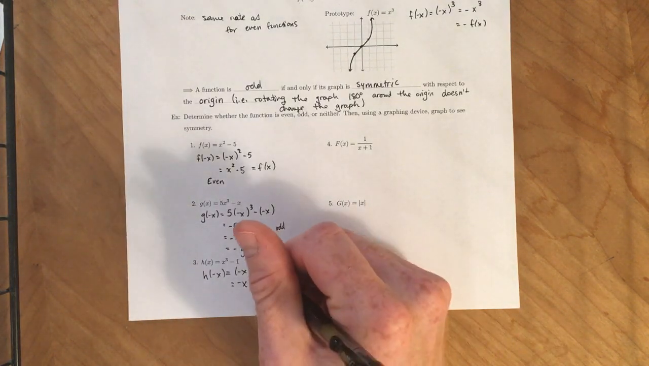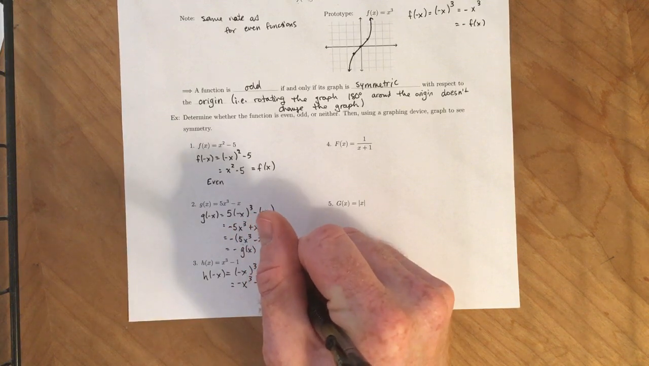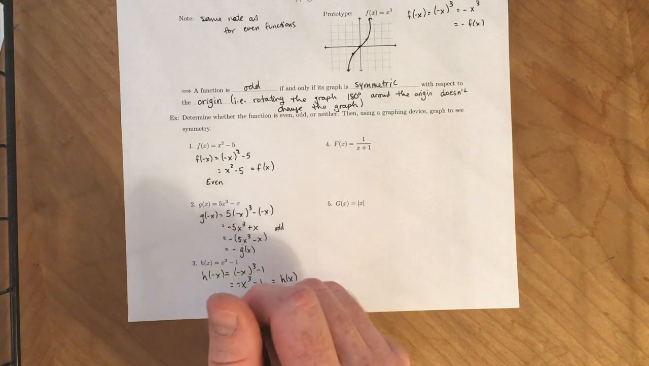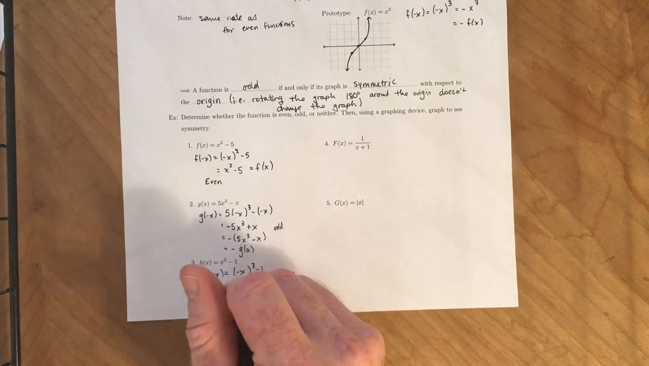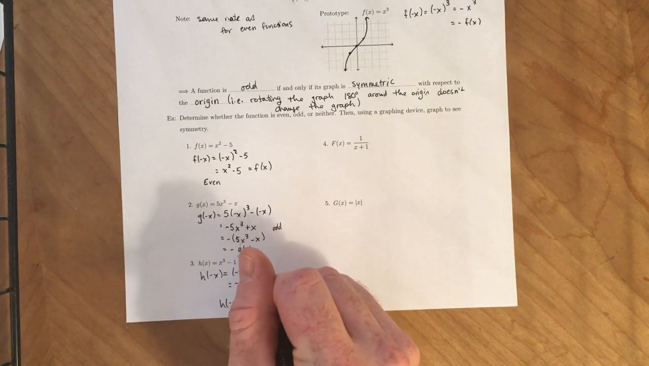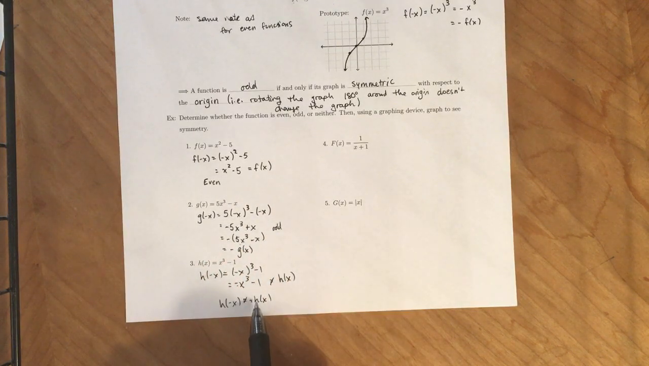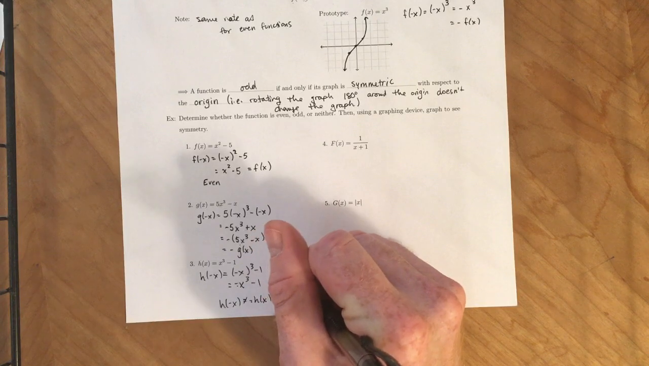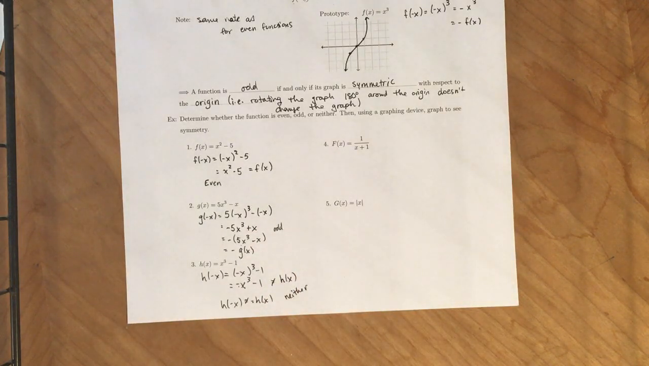So this is not equal to h of x, right? Because there's a negative here. But because there's a negative here and this did not turn positive, we know that h of negative x is also not equal to negative h of x, right? Because that negative here would change both signs, and only one changed, which means that this function is neither even nor odd.